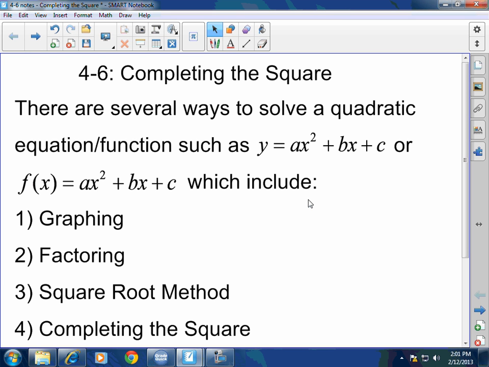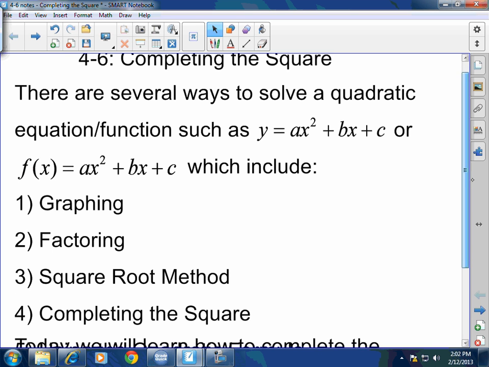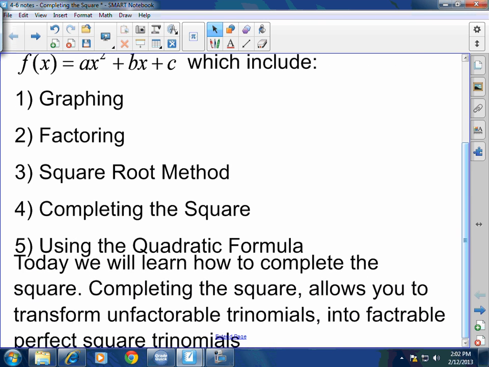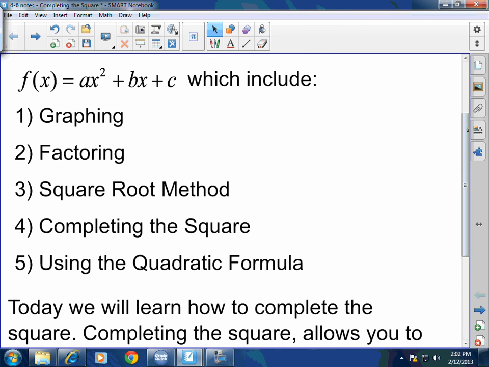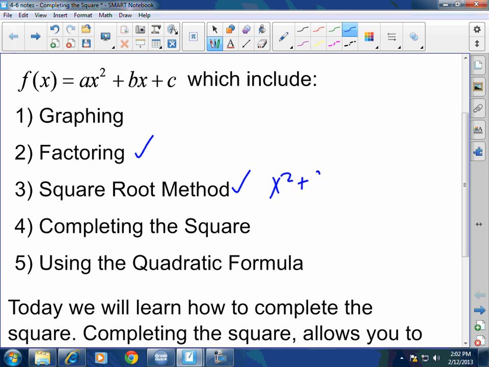So, there are several ways to solve a quadratic equation or function. And remember, the quadratic equation is ax squared plus bx plus c, or f of x equals ax squared plus bx plus c. These are all the different ways that we can solve it. Graphing, which we're going to learn. Factoring, which you already know. Square root method, you already know that one. That's the one where it says something like x squared minus 9 equals 0. Then you add 9 to both sides, take the square root, x would equal plus or minus 3. So we know that one.